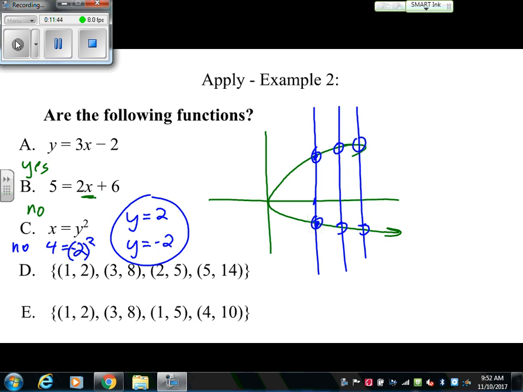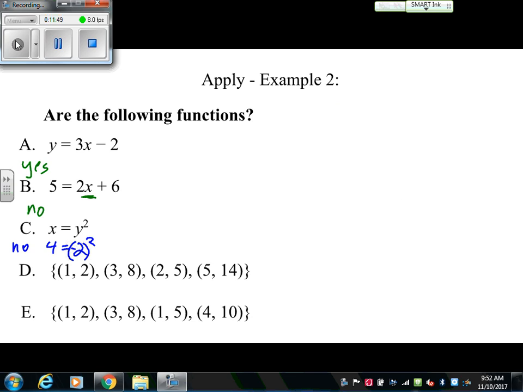All right, for part D, what I've done is list a bunch of ordered pairs. And we call this essentially a set of ordered pairs because, again, it's got these little braces sort of enclosing all of our ordered pairs. We have 1, 2, so we have an input of 1, output of 2. Then we have an input of 3 and an output of 8. Seems fine. Input of 2, output of 5, input of 5, output of 14.